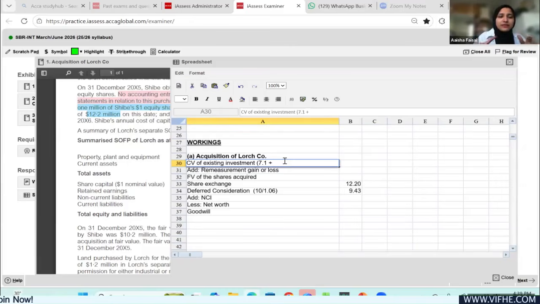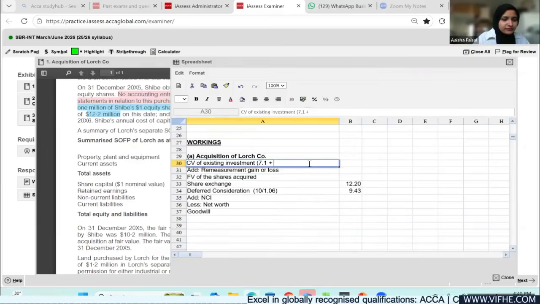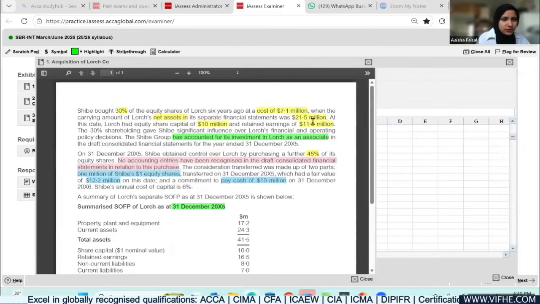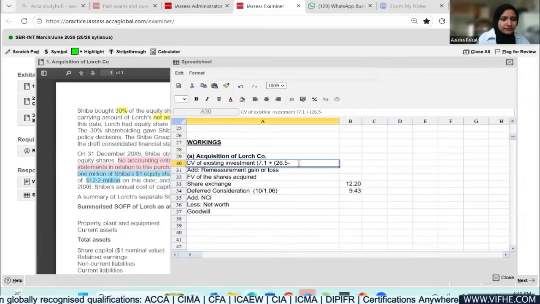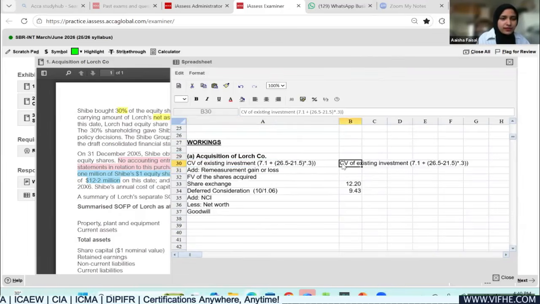Carrying value of existing investment, when you were doing your step acquisition, starting point was 7.1. Now I have to go to the profit. So I'm taking the equity being 26.5 minus the equity at start, which was 21.5, into the 30%. This is how your carrying value of investment would grow by its profit share.